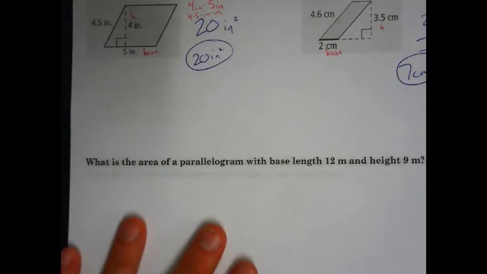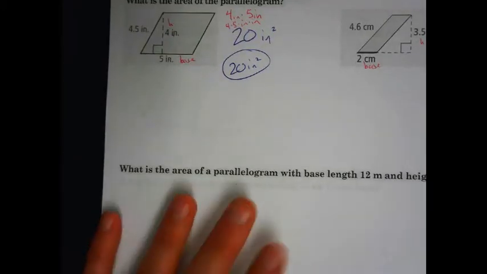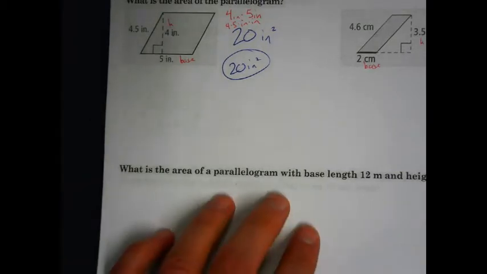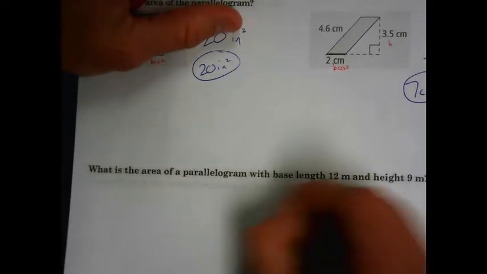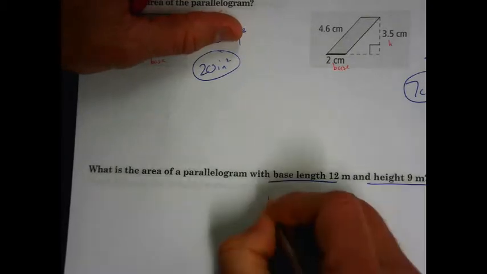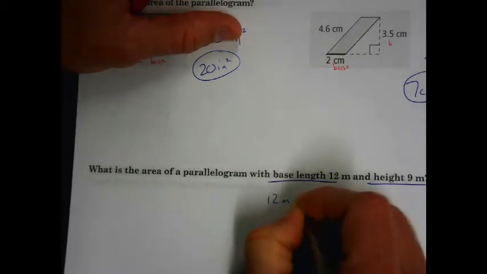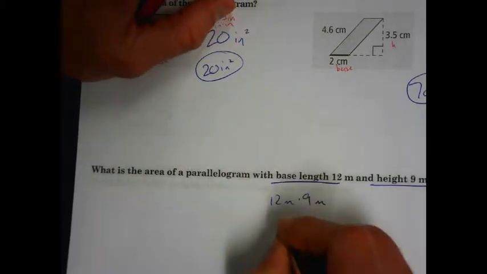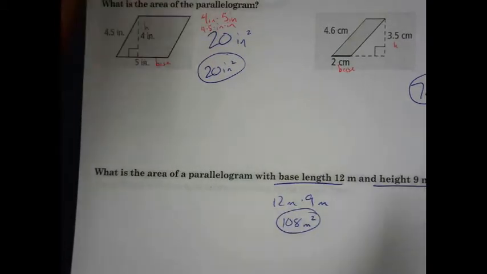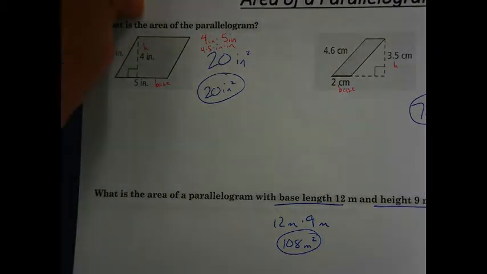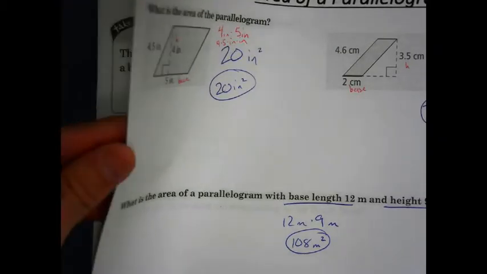All right, then, a little word problem. What's the area of a parallelogram with a base length 12 and a height of 9 meters? Okay, so we're dealing with meters now. It's totally doable. We're just going to multiply base times height. 12 meters times 9 meters. 12 times 9 is 108. Meters times meters, meters squared. Okay, so 108 meters squared. Piece of cake. Let's make it a little bit more challenging. Yay. The challenge.